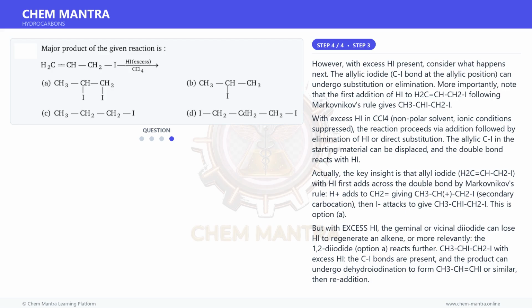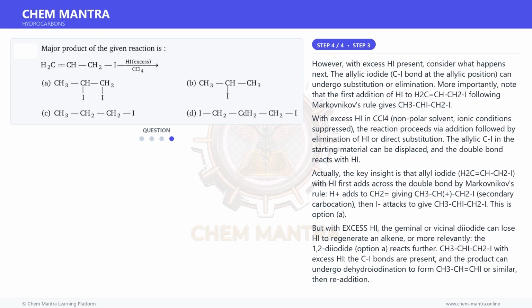However, with excess HI present, consider what happens next. The allylic iodide, the C-I bond at the allylic position, can undergo substitution or elimination. More importantly, note that the first addition of HI to H2C=CH-CH2I following Markovnikov's rule gives CH3-CHI-CH2I. With excess HI in CCl4, a nonpolar solvent, ionic conditions are suppressed, and the reaction proceeds via addition followed by elimination of HI or direct substitution. The allylic C-I in the starting material can be displaced, and the double bond reacts with HI.